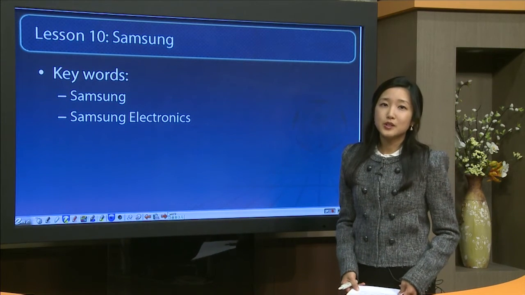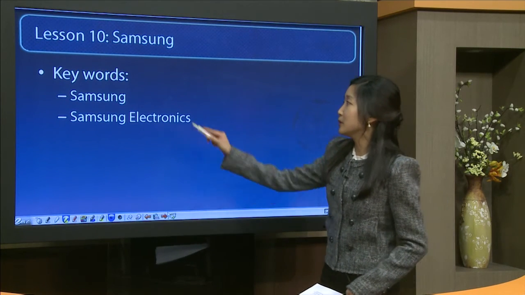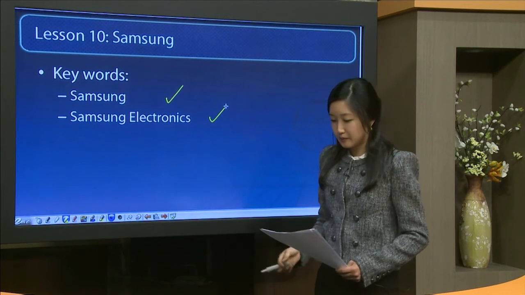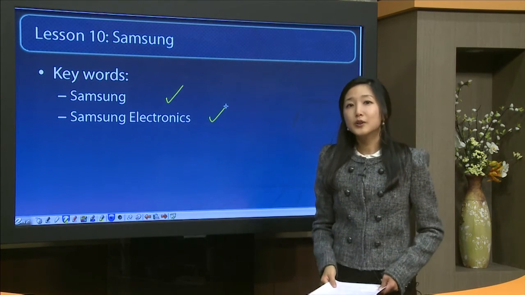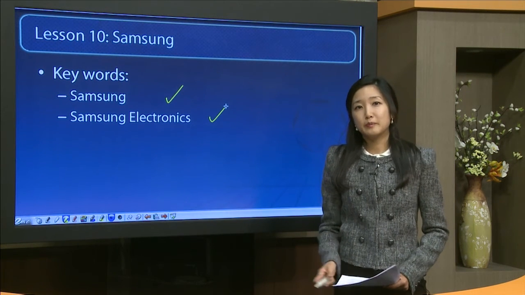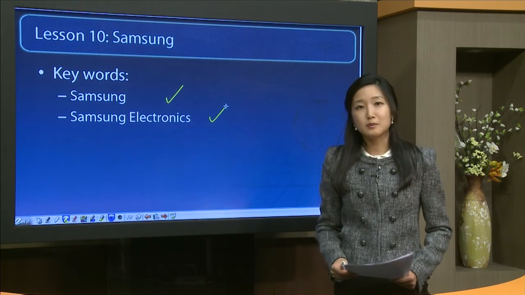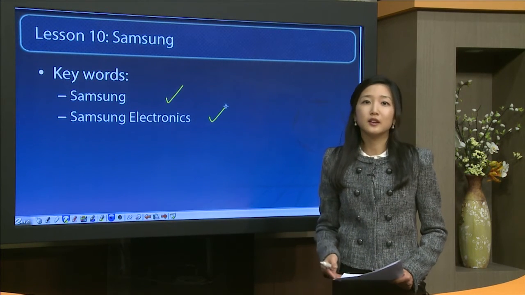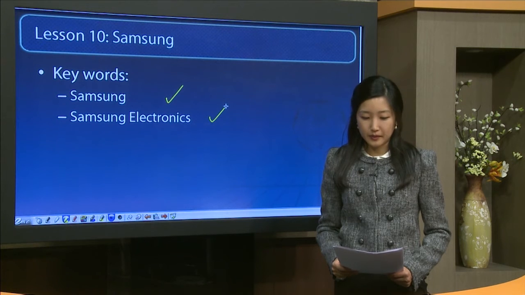When going over this week's lesson, please take note of the following keywords: Samsung and Samsung Electronics. Also, think about the role that Samsung Group played from prior to Korea's economic development through the process of industrialization and now currently in this global world economy.